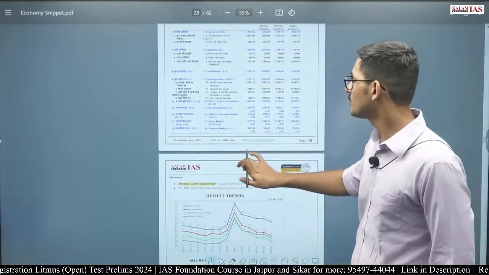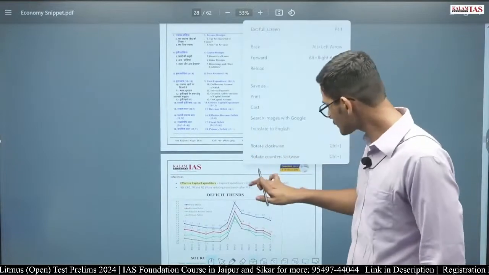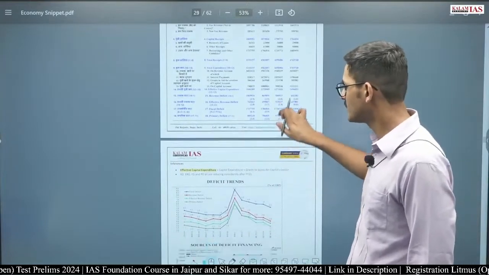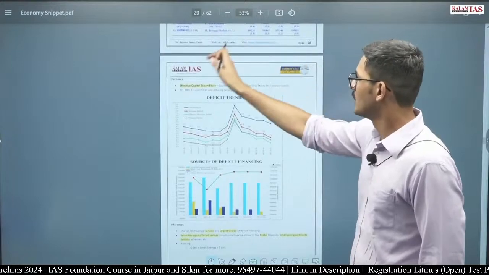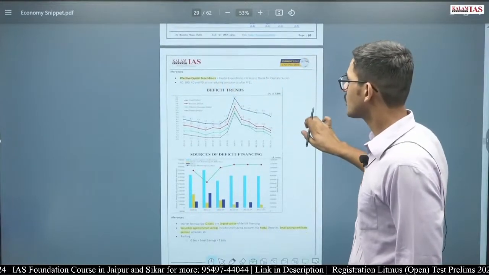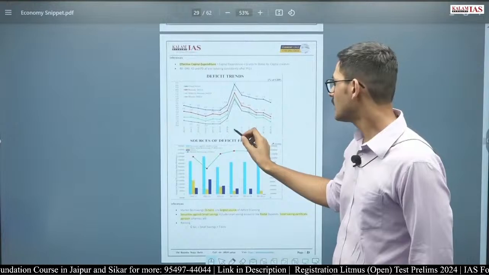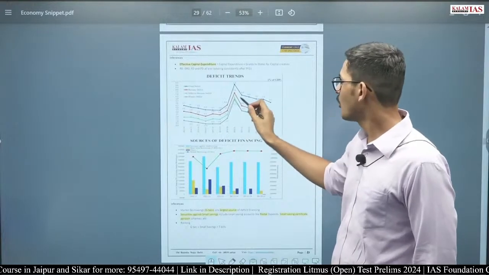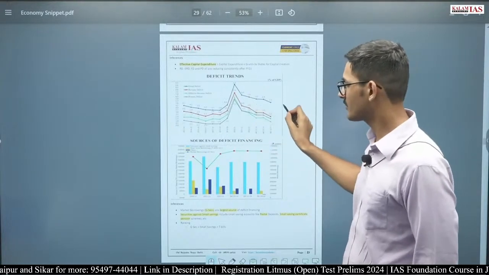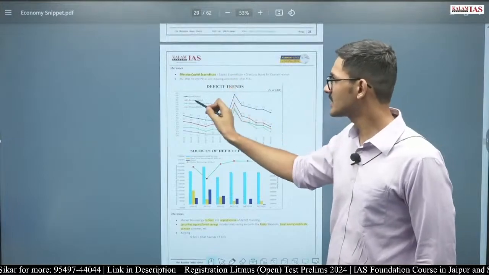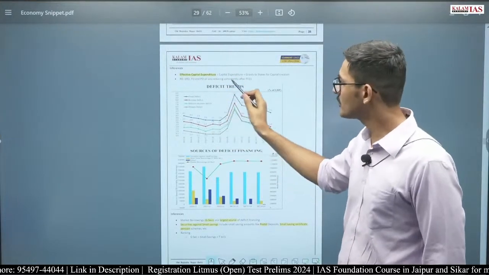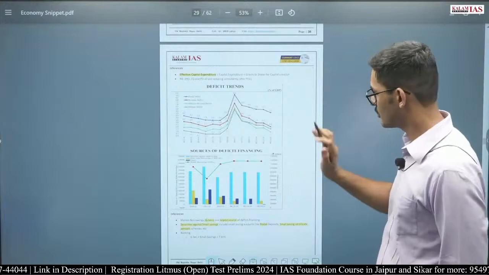Apart from that, fiscal deficit, revenue deficit, primary deficit, we have seen all of them. Effective capital expenditure, we have already talked about. Deficit trends: after financial year 21, all the deficits are reducing. Whether fiscal deficit, revenue deficit, effective revenue deficit or primary deficit, all of them are reducing consistently.